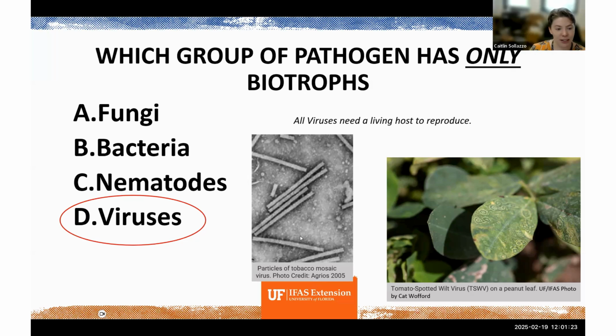And then here's just an example of a virus particle with an electron microscope. You cannot see these with your naked eye. You definitely can't see them with a regular microscope. And then here are some cool symptoms of tomato spotted wilt virus. Some viruses just have really, really ornate and cool symptoms.